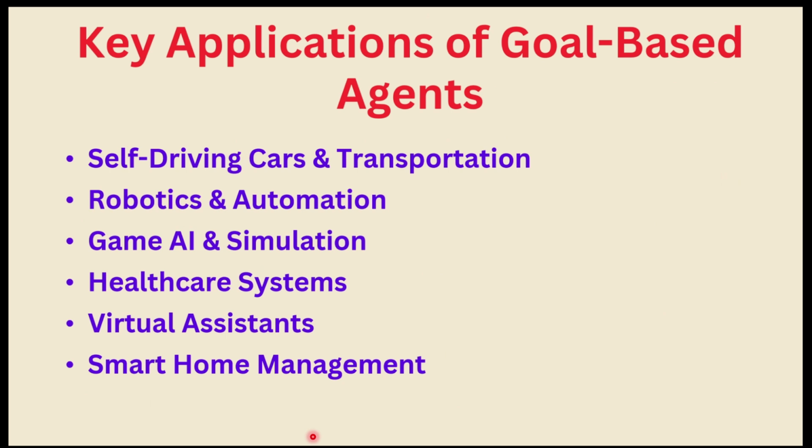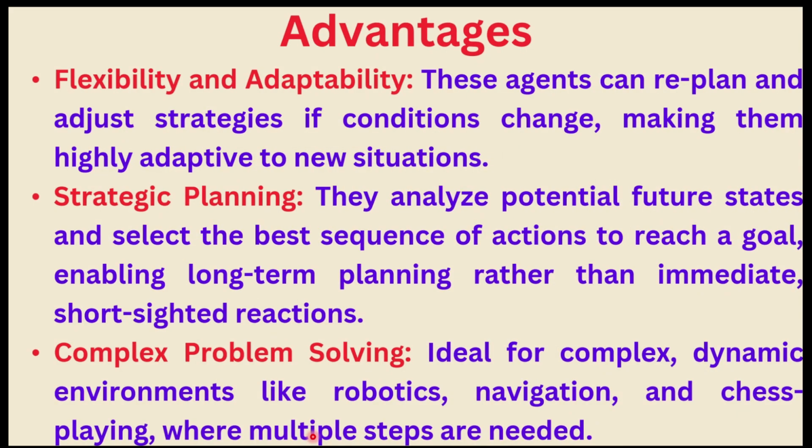If we see the key applications of goal based agents, they are self-driving cars, robotics automation, gaming AI simulation, healthcare system, virtual assistant, smart home management. So based on the goals, the actions are going to be taken in sequence order until we reach the goal. So these are the key applications of goal based agent. Next we'll see the advantages.